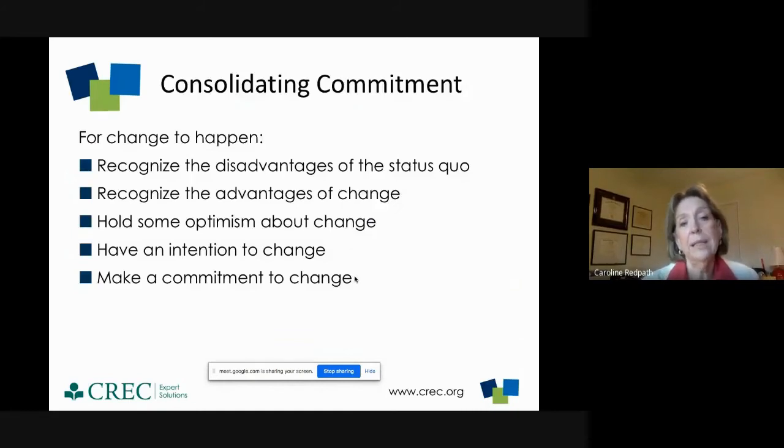And then you want to consolidate commitment. You want to have them recognize the disadvantages of the way things are now, the advantages of change, have some optimism about change. And that optimism comes from that ability ruler. So when they're saying, well, I feel I'm a 7, well, that's great. You're showing a great ability to do this. You want to reinforce that. The intention to change, that's the readiness and the confidence.